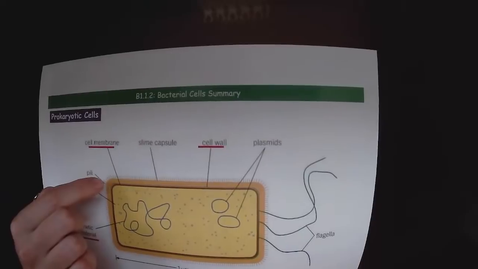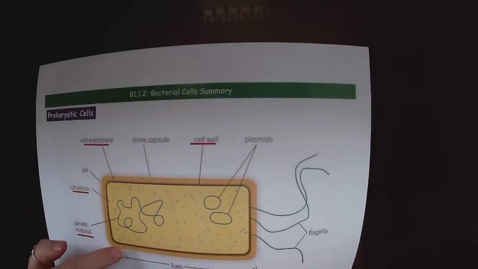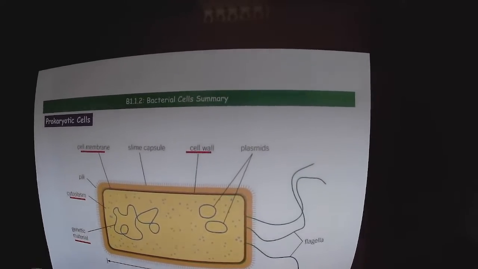Some of them will also have this thing called a slime capsule, which just helps prevent them drying out. And the pili, which are all to do with attaching to surfaces. Now, as we've said, bacteria are much smaller. And as we're going to come on to in the Unit 6 work, we look at the fact that we grow them on this stuff called an agar plate. Now, we've already covered most of the actual functions of those subcellular structures in the bacterial cells.